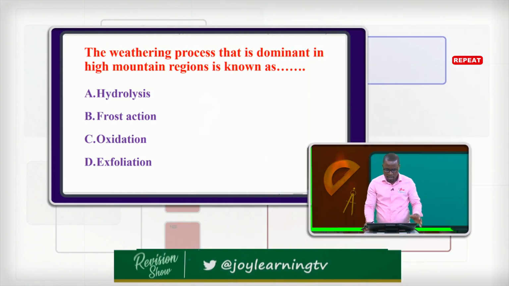The weathering process that is dominant in high mountain regions is known as, it means we have other weathering processes, but we have a particular one that is dominant. Hey, my students, Alasan is on the line already. So, Alasan, listen to the question. The weathering process that is dominant in high mountain regions is known as A, hydrolysis, B, frost action, C, oxidation, D, exfoliation. Which one is the answer?